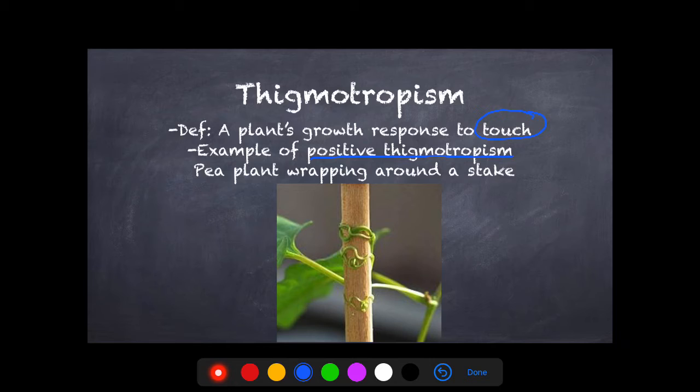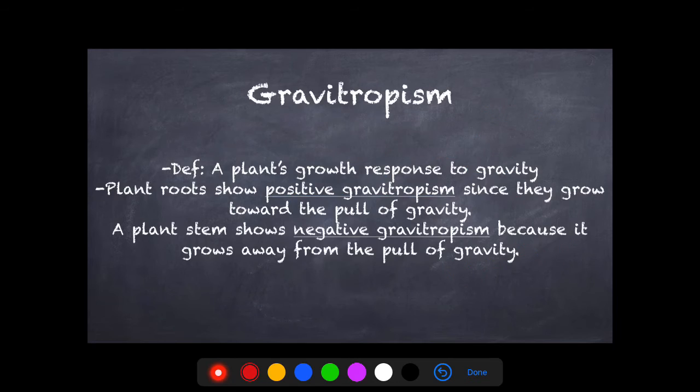So positive thigmotropism is something like what this picture is showing you. This green plant right here is your pea plant, and it's close to some kind of tree. What's happening is this pea plant starts to make contact with the tree and starts to wrap around that tree, or it could be a wooden peg or something like that. It's responding to the touch of the peg or the stake or tree, and this is showing positive thigmotropism. So anytime you see a plant responding to touch, this will show you positive thigmotropism.